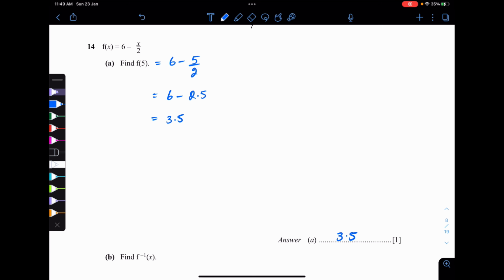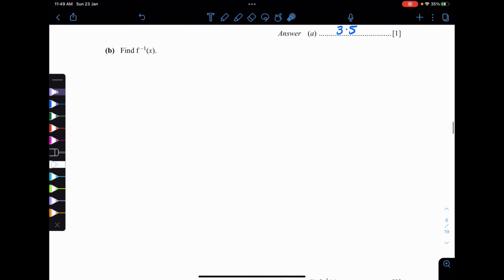Now, if somebody is using a fraction approach, they will have to make the denominator same, and then they will arrive at a final answer of 7/2. The second part is f inverse of x. So I'm just going to write f of x first, so that we can clearly see what is happening.